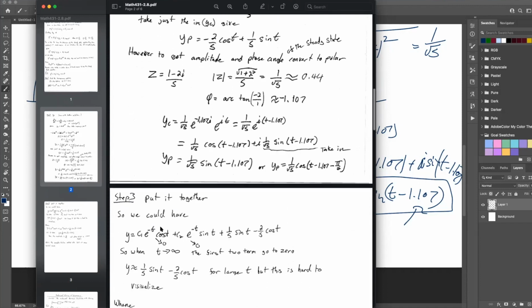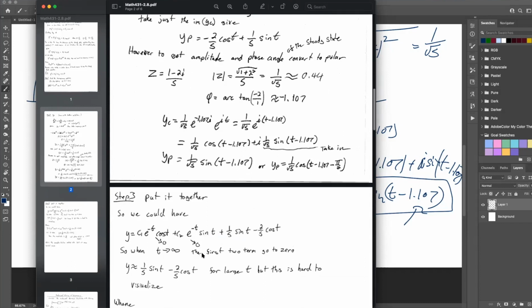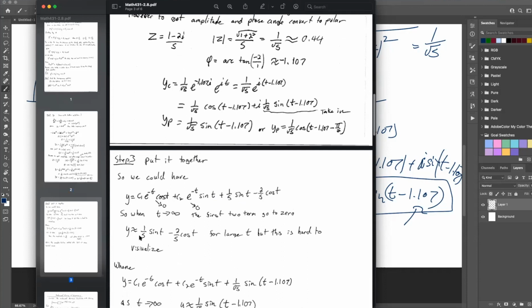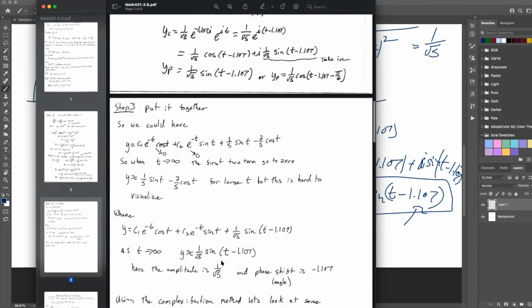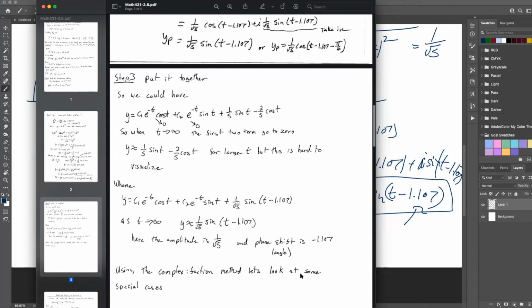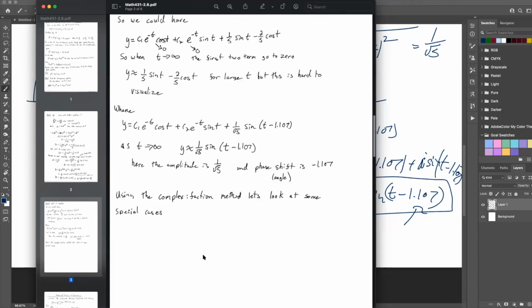This time when we put it together, when t goes to infinity, this part's going to go to 0. This part's going to go to 0. So this part's hard for you to visualize, and it's hard for you to do this. This, however, is not, right? You can easily say, what's the amplitude? The amplitude is 1 over square root 5. What's the phase shift as an angle? So the complex method works the same for both cases.